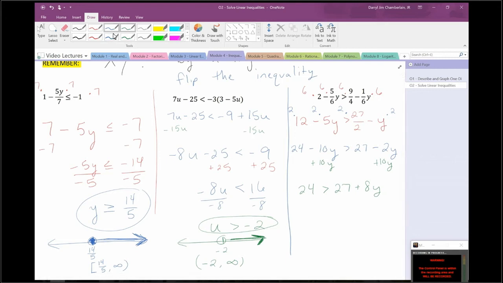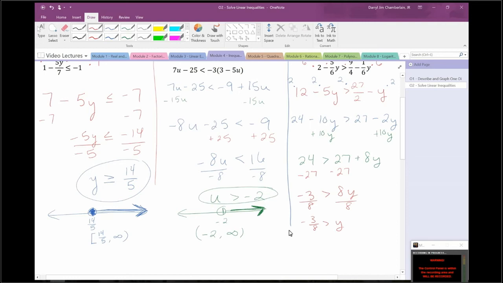And then I'll subtract 27 to get the 8y by itself. Divide by my 8. Now this might have felt strange for you because normally when we're solving, especially with inequalities, we want to put the variable on the left side, but it really doesn't matter.